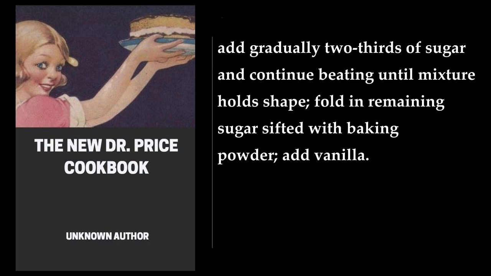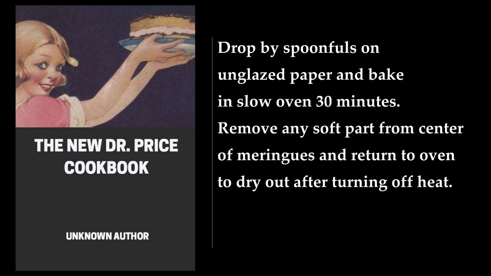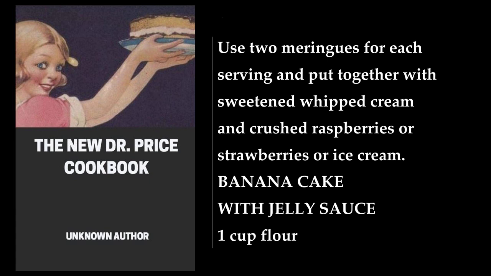Add gradually 2/3 of sugar and continue beating until mixture holds shape, fold in remaining sugar sifted with baking powder, add vanilla. Drop by spoonfuls on unglazed paper and bake in slow oven 30 minutes. Remove any soft part from center of meringues and return to oven to dry out after turning off heat. Use 2 meringues for each serving and put together with sweetened whipped cream and crushed raspberries or strawberries or ice cream.